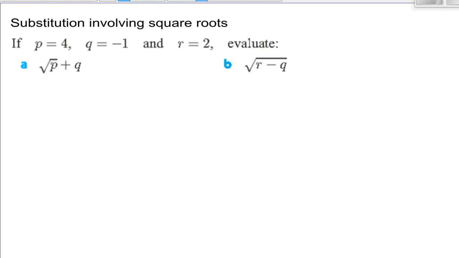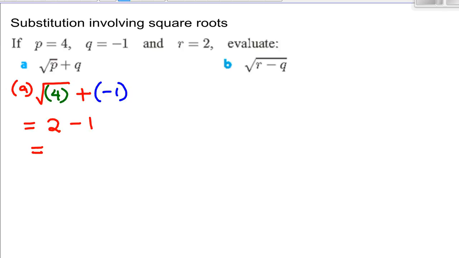Next, you're going to look at how to substitute in expressions involving square roots. I'll work out the first question. So A, square root of whatever P is, and my P is 4, so just substitute 4, plus Q, which is -1. Now, what that will give me is square root of 4 is 2. So 2 minus 1, which will just be 1.